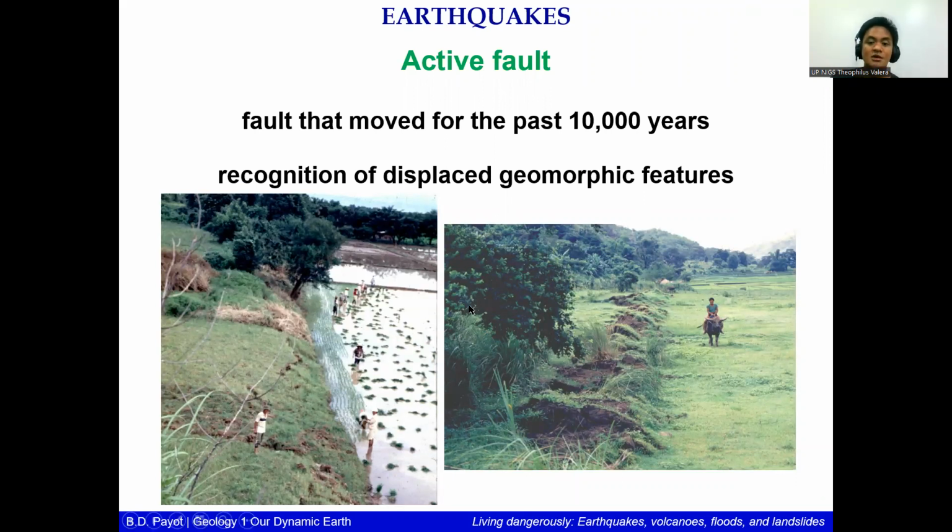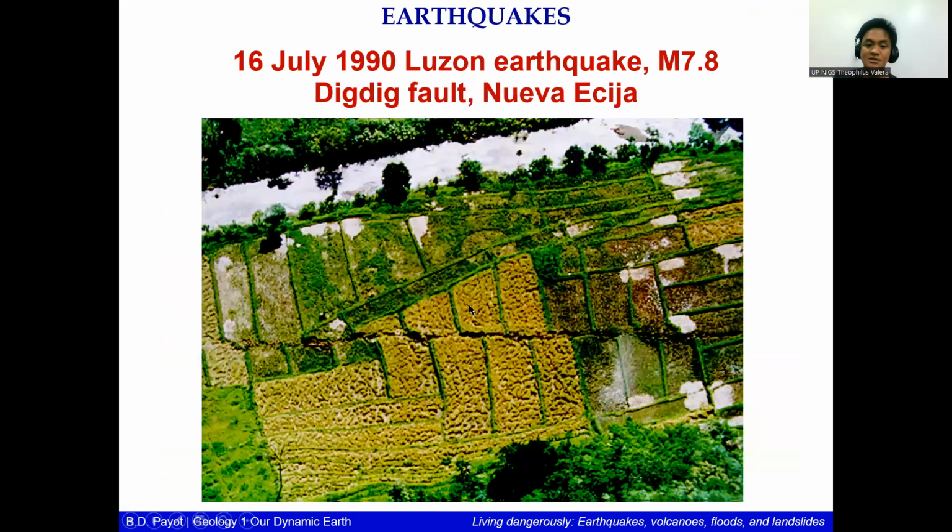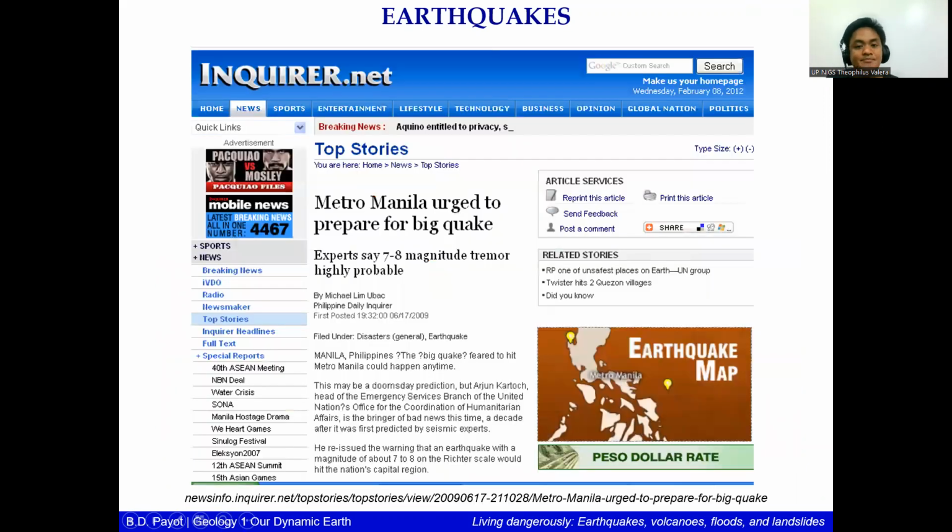These are some photos of some active faults sa Philippines. Yan, ito, may pinakita ko, yung Digdig Fault in Nueva Ecija, 1990 earthquake. As we can see from these rice paddies, the Philippine fault is a left lateral fault.